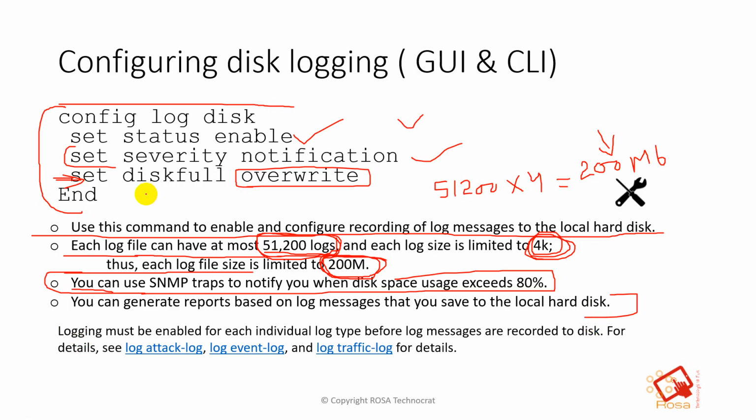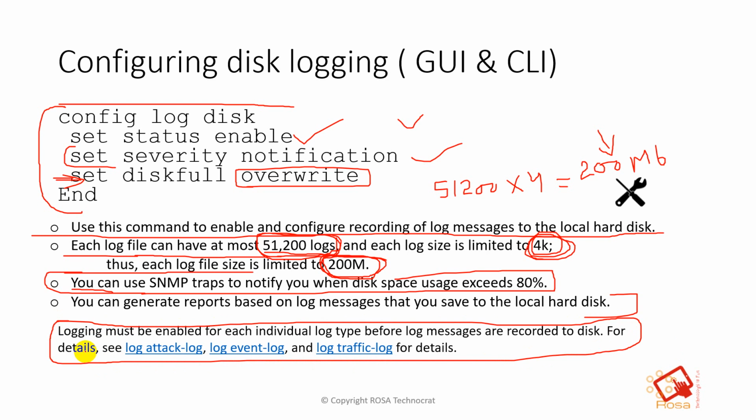Okay, now you have enabled the disk logging, but still the logs will not be generated. Why? Because to generate the logs, you have to enable the logging for a specific category, like which categories you want to log. So you have to enable that logging or messages, different messages. So you can do this from the CLI or GUI.